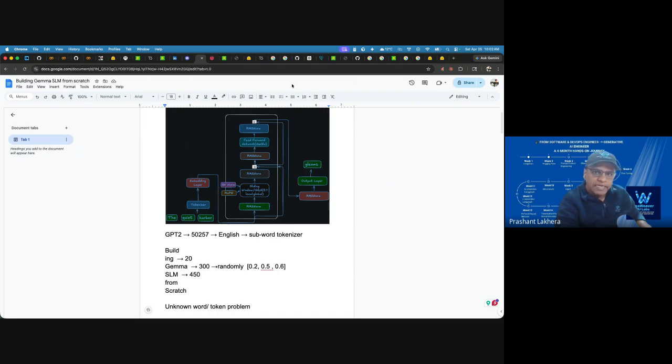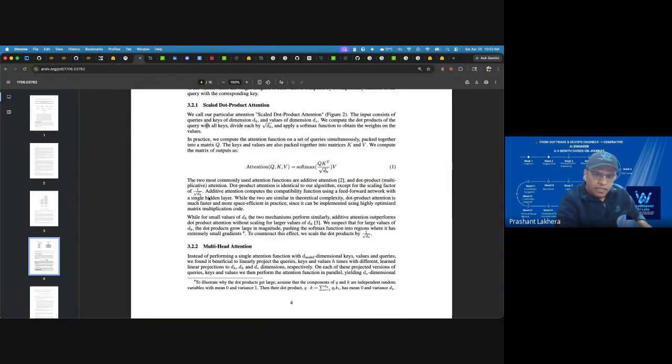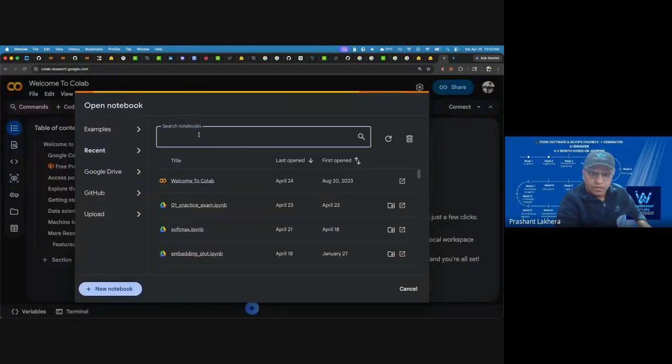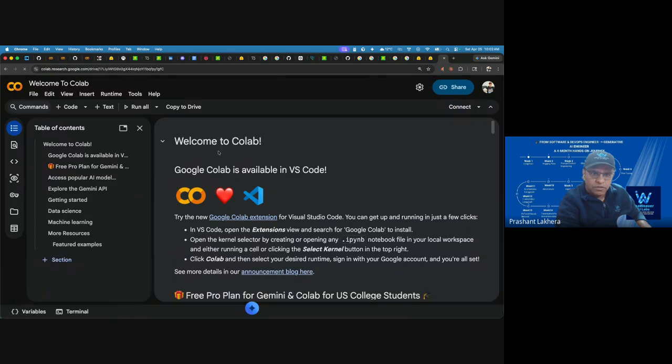The main idea, if you read this paper, is the reason they divided by the square root of dk. If you see it over here, we suspect that for large values of dk, the dot product grows large in magnitude, pushing the softmax function into a region where it has an extremely small gradient. I think I've shown this code earlier also, and this is what we have.